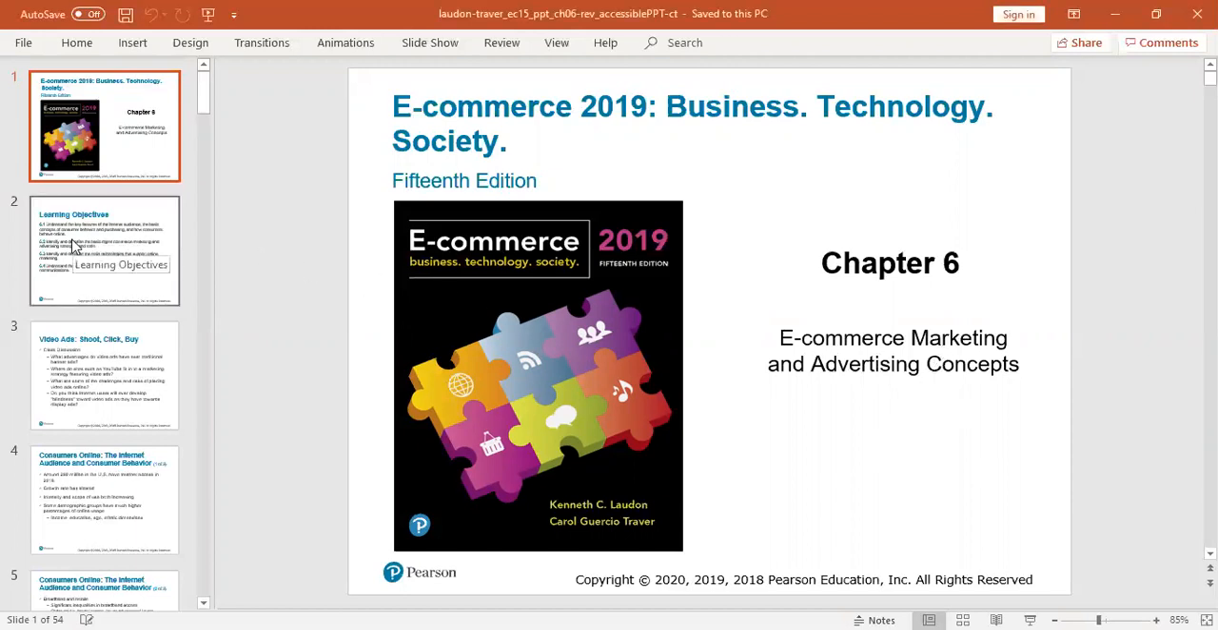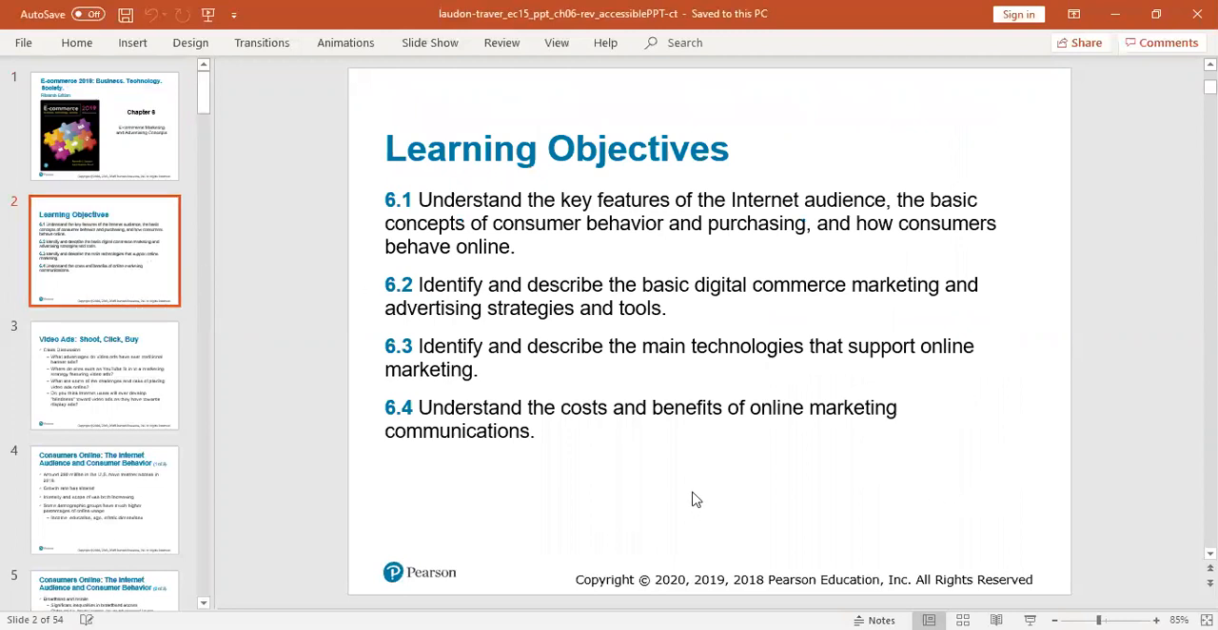So let's go to the learning objectives of this chapter. The first thing I'm going to brief you about in the first half is we'll develop an understanding of some key features of the internet audience. Since this course is entirely about e-commerce, it's pertinent for us to understand what comprises the internet audience, how far it goes, what its dimensions are, what demographics it includes, what behavior it accounts for. So we need to have a good detailed idea about the internet audience.